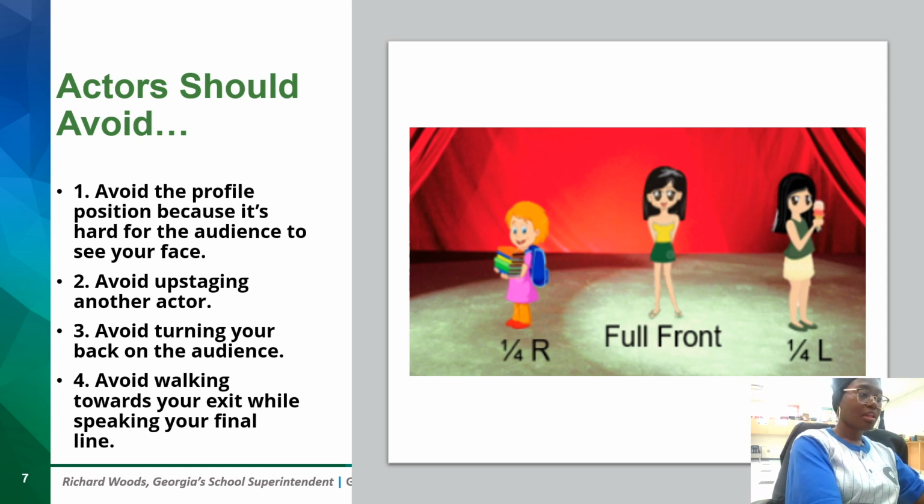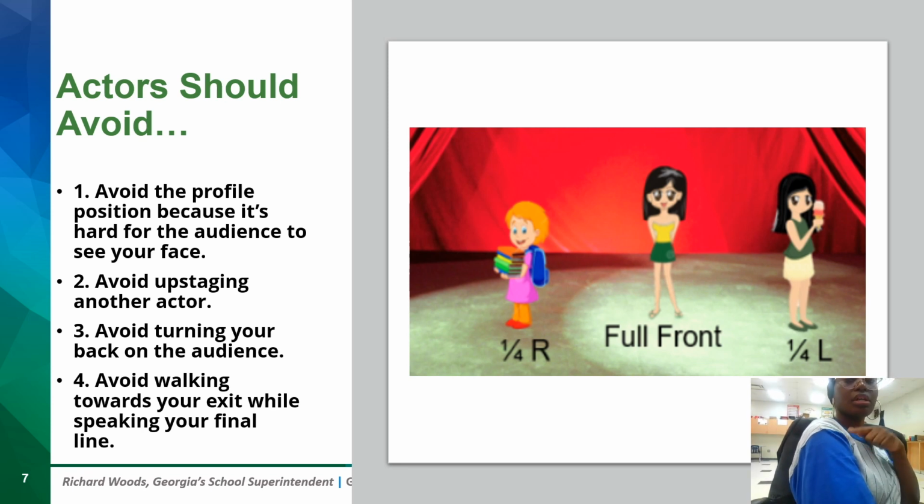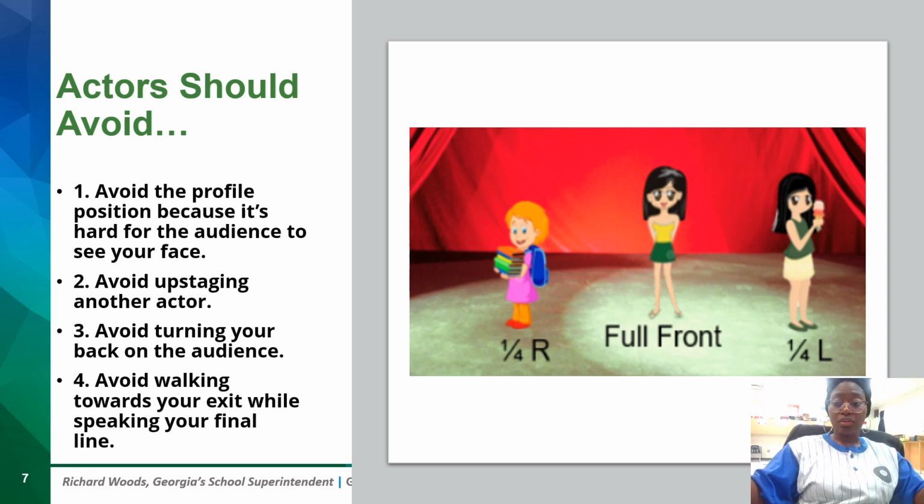Profile position, the actor is facing directly towards stage right or stage left. Their shoulder is oftentimes pointed towards the audience, and we're getting just the side of their face. If an actor is standing at a diagonal towards the upstage corners of the stage, that is called a 3/4 position. And then, of course, full back, you're completely facing the upstage area of the stage and giving the audience your back.